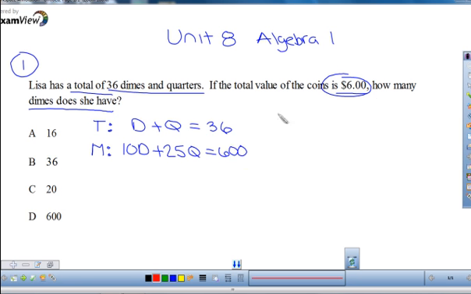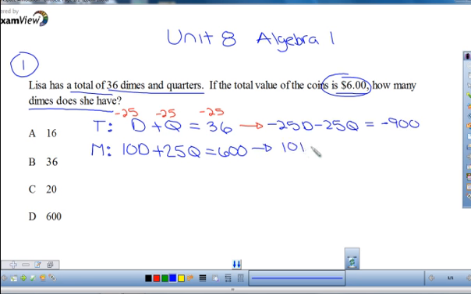So the question is, how many dimes does she have? So we're going to get rid of the quarters. So we're going to multiply the top equation by negative 25. So we're going to have negative 25d minus 25q equal, okay, so you're going to have to multiply 25 times 36, which is negative 900.